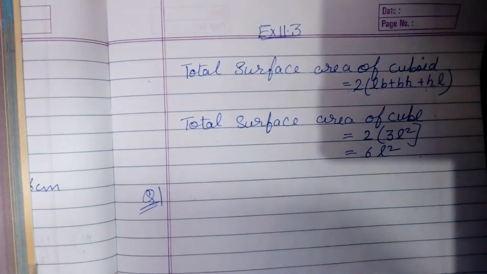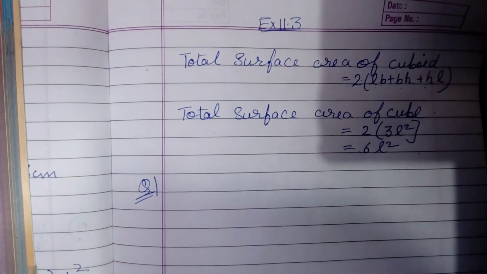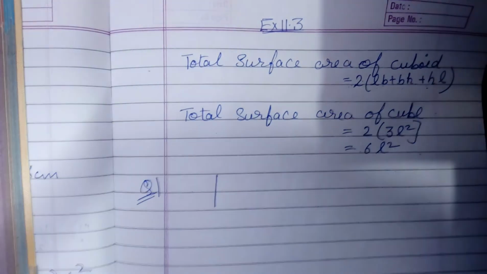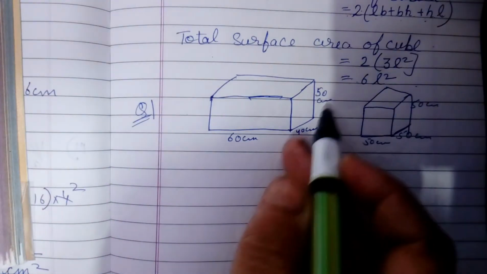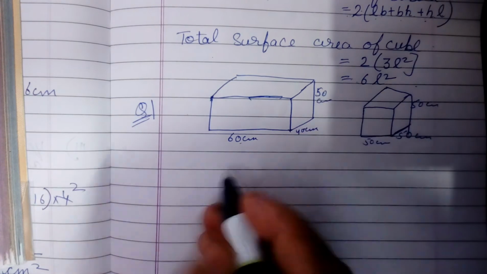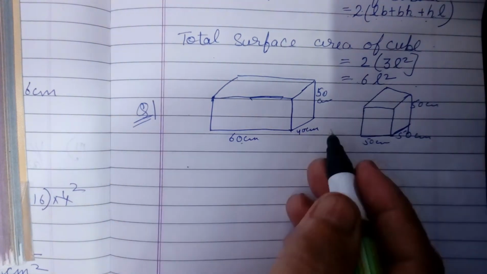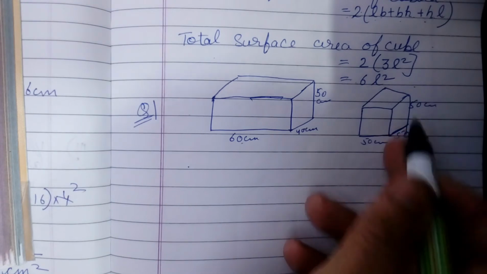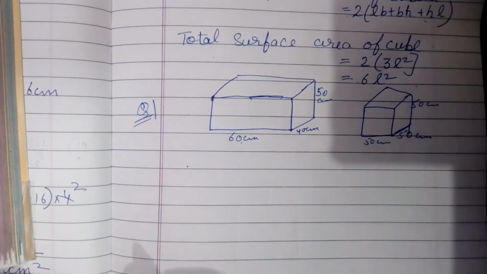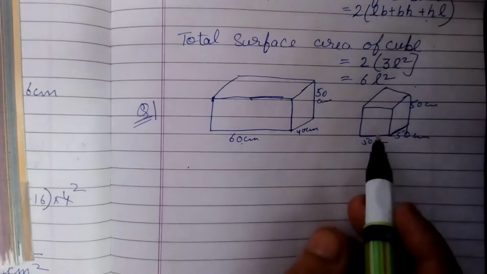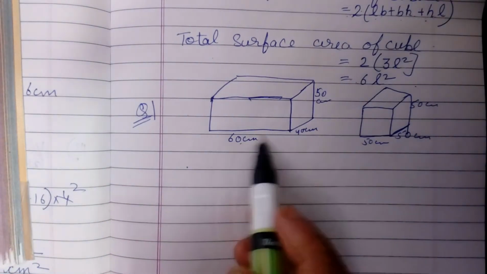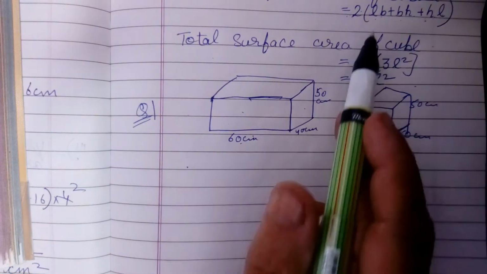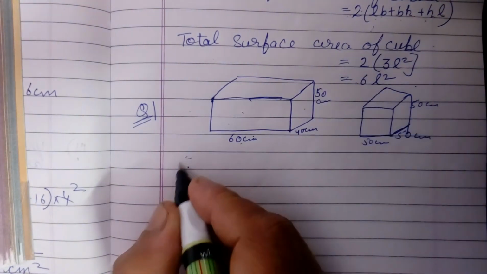In question number first, two objects are given. These two figures are given, with length, breadth, height. So this is a cuboid, and this is cube shape. All are of 50 centimeter length, breadth and height. And they want to know which requires less amount of material to make. To make all, we will make all the faces. So we have to calculate total surface area.